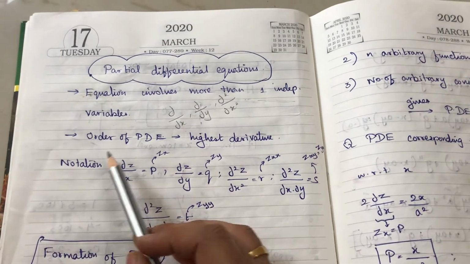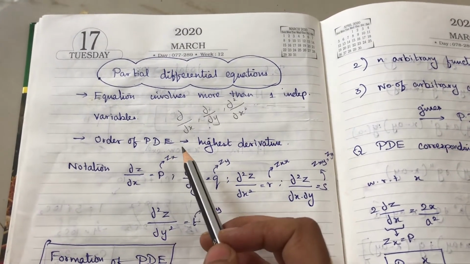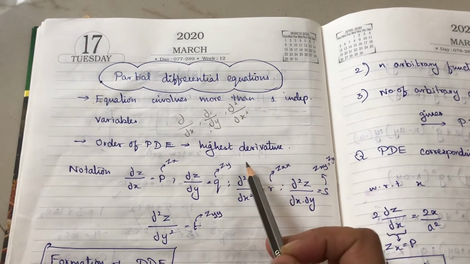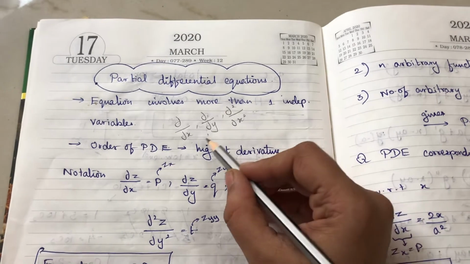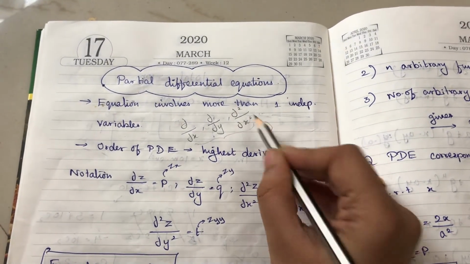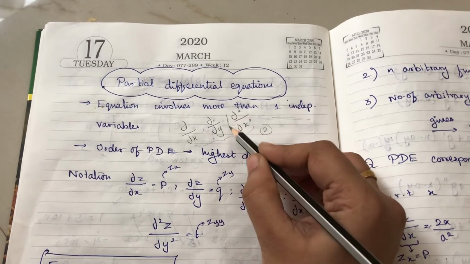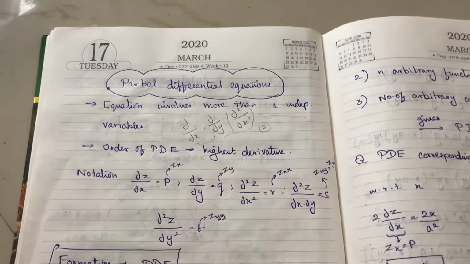Okay. The order of a partial differential equation will be the highest derivative. We know that order means highest derivative. Okay, in this one, what is the order? The order is 2, this is the highest derivative. Degree means the highest derivative's power, what is it? 1. So the degree is 1. Okay.